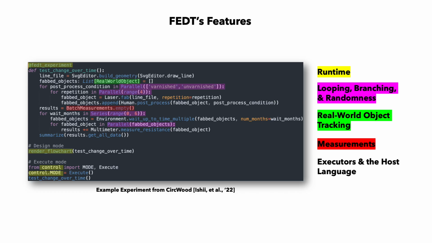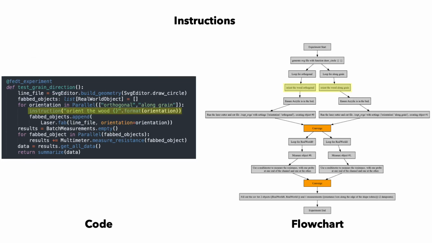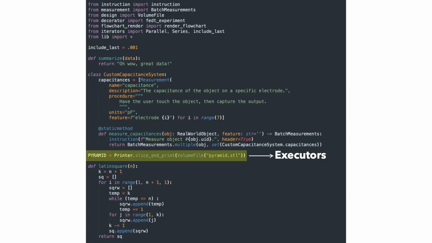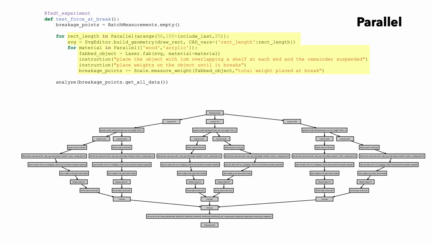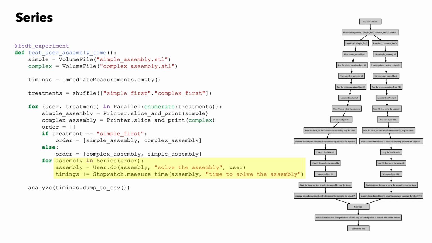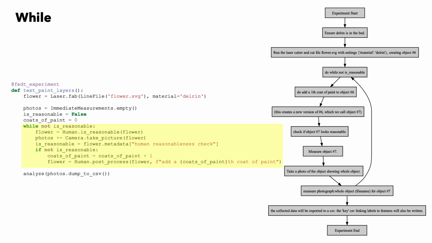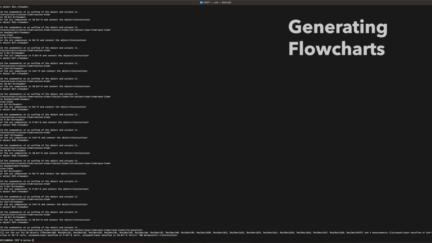FEDT is implemented as an embedded DSL in Python and offers several features to help design and execute experiments. Every experiment is built on instructions, which come in the form of textual notes, and executors, which do work. These instructions and executors can be built up into workflows, which allow creating experiments that iterate over parameters in parallel or in series, or allow researchers to perform a set of actions while a condition has not been met.